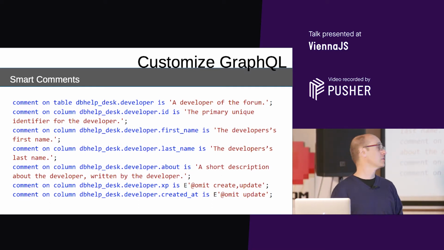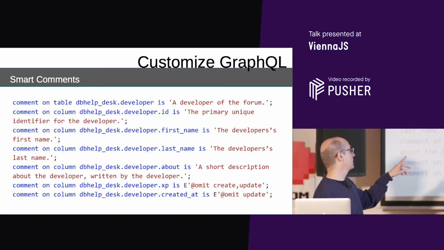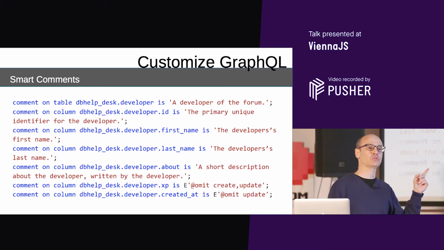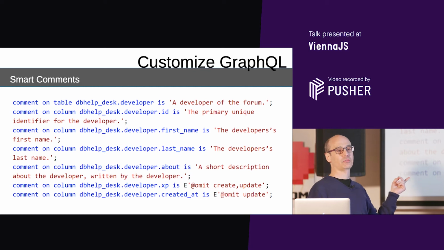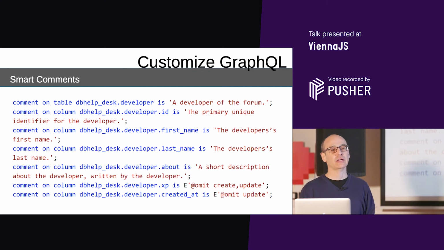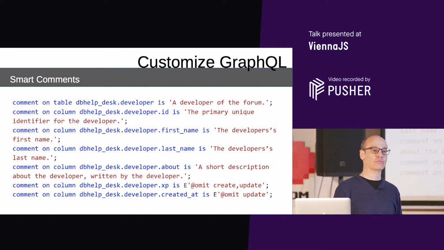But on the bottom, you see some other possibilities to customize. For example, in my table for developers, I don't want to expose the XP for the developer or the created at fields on the create or on updates. This shouldn't be available when I do my GraphQL notations.